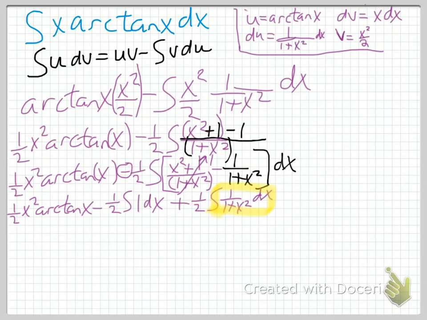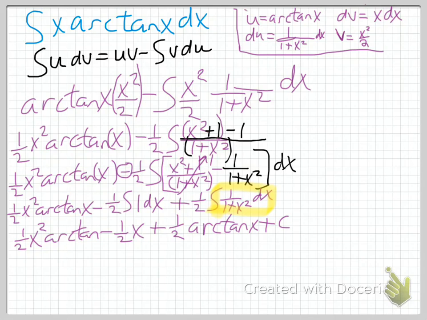So let's put it all together. We have 1/2 x squared arctan of x minus, and the integral of a constant, 1, is just x, so we have minus 1/2 x. The constant 1/2 stays out here, and we have arctan of x plus our constant. So just recall that the trick is in this step right here, where we add 1 to our numerator and subtract 1 at the same time so that we can split it up into 2 separate fractions. Okay, I hope this helps.